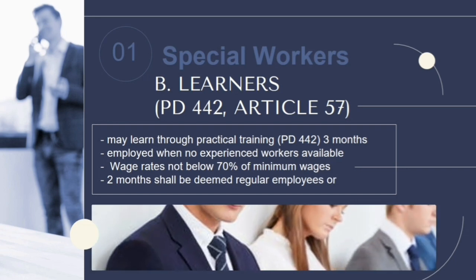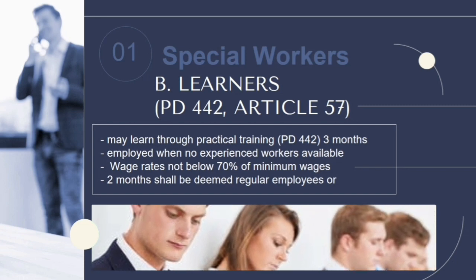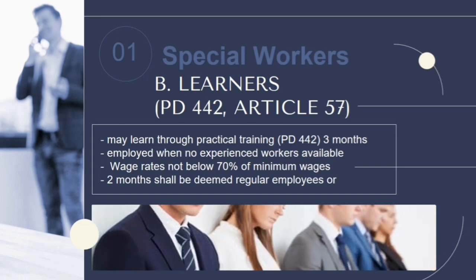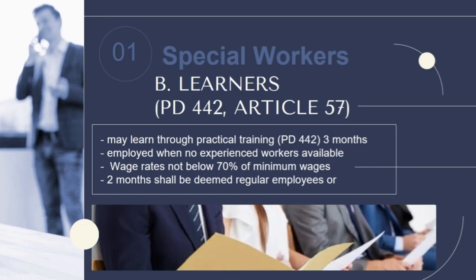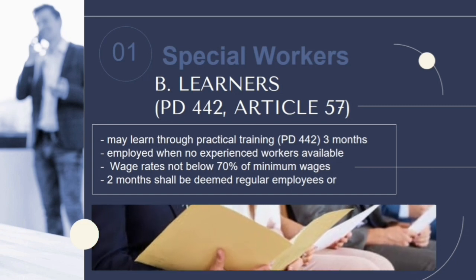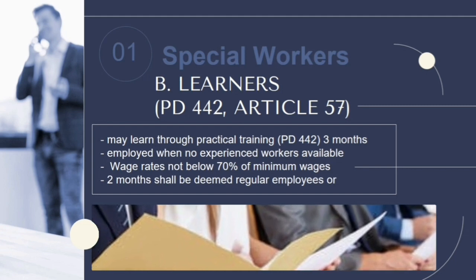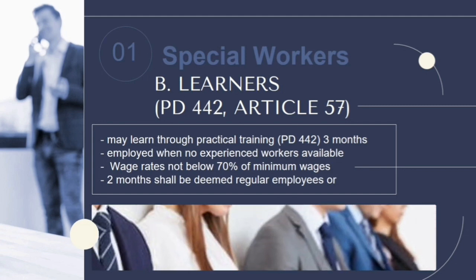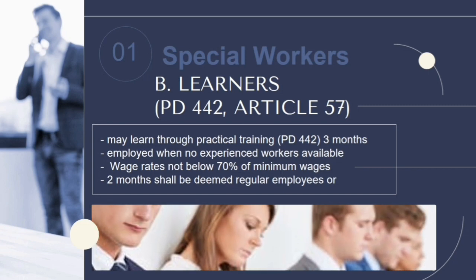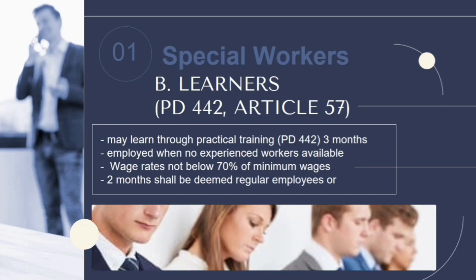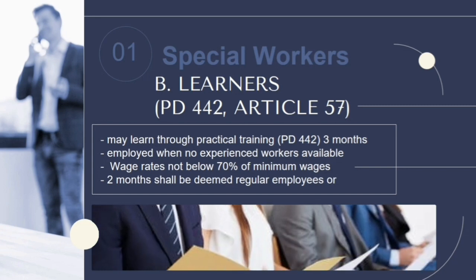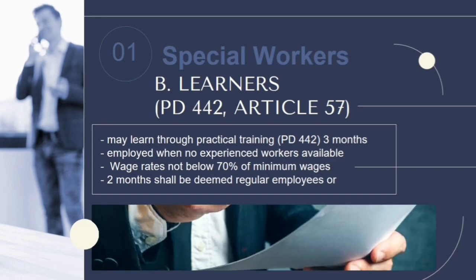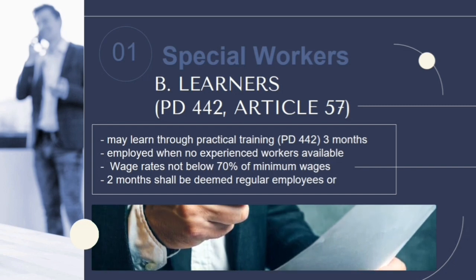So these learners are persons hired as trainees in semi-skilled and other industrial occupations which are non-apprenticeable and which may be learned through practical training on the job in a relatively short period of time which shall not exceed 3 months. In this case, class, their wage rate should not be below 70% of the minimum wages.